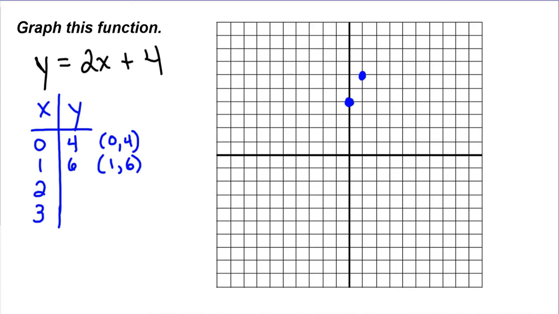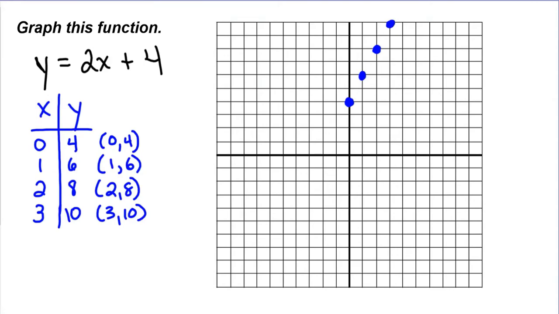2 times 2 is 4, 4 plus 4 is 8. So (2, 8) is located right here. So hopefully now you can start to see that these are in a straight line. And I'm just going to do the last one. 2 times 3 is 6. 6 plus 4 is 10. And that is located right here. So now it's pretty clear to see that this is a straight line.